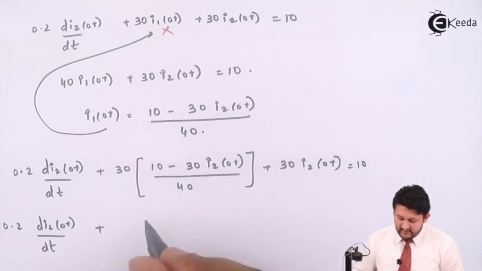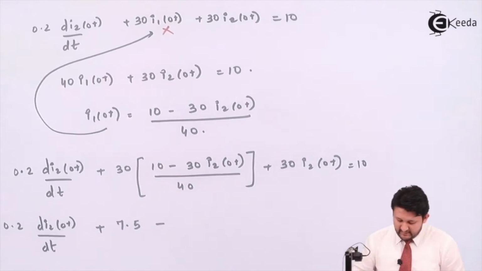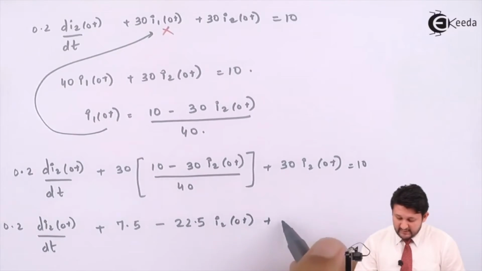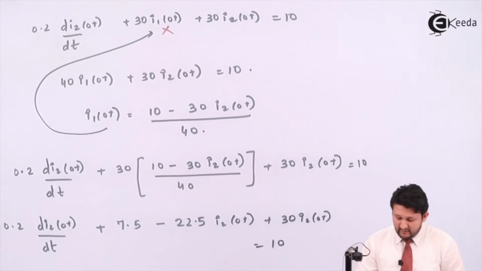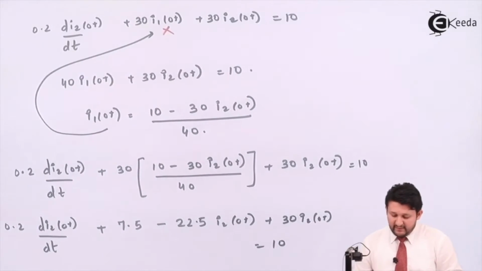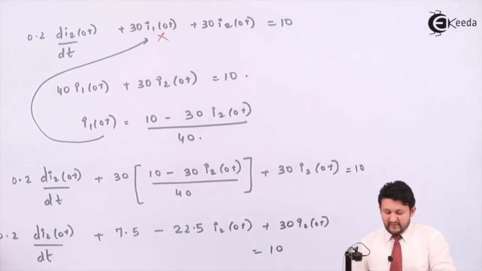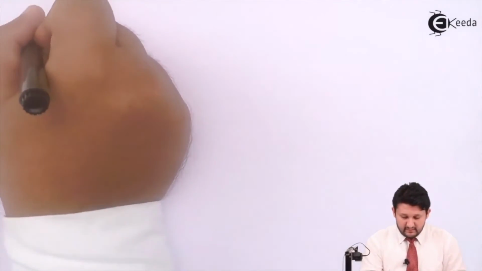So if you multiply 0.75 into 10, you get 7.5, minus, then you multiply 0.75 into 30. The value which you get is 22.5 I2(0+) plus 30 I2(0+) equal to 10. Simplify the term. The number should be shifted to the RHS. The only terms that should be there are the differential part and the I2 term. Simplify the equation.